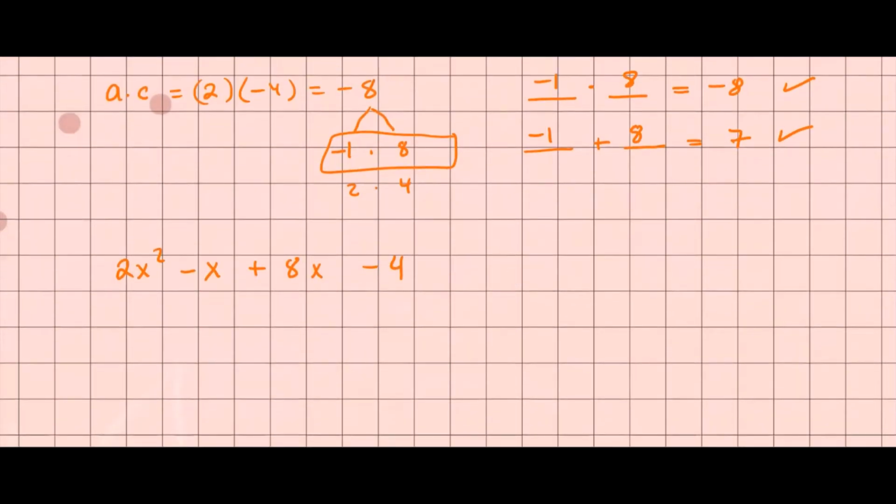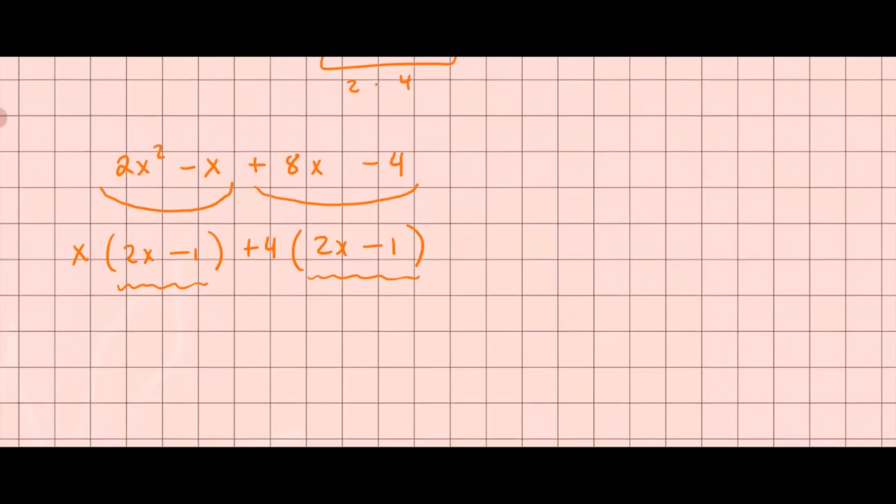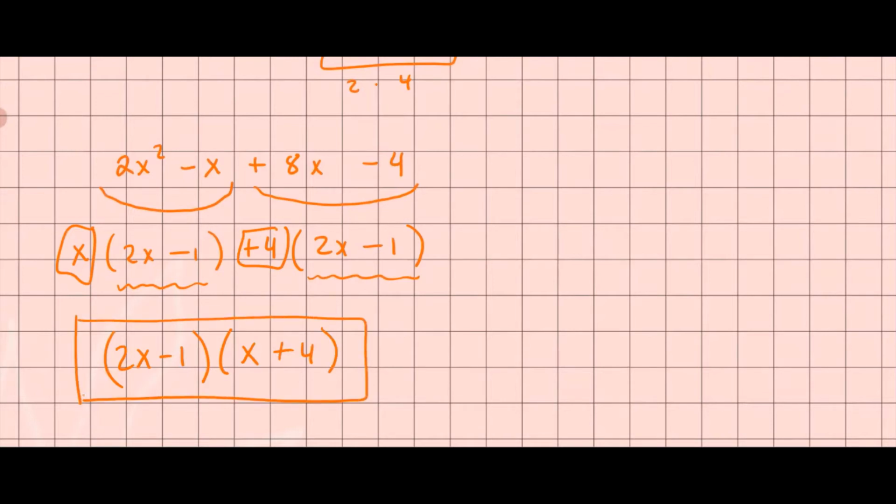Now you're going to use the method of grouping to finally find the factors. We group these two and take out their GCF, which is x in this case, so we have 2x minus 1. For the last two, you pull out a plus 4, and I will have 2x minus 1. Again, you see these terms match, so I can factor that out. I have 2x minus 1, and I am left with x plus 4. So that gives you the factors. There you have this trinomial being factored by using the AC method.